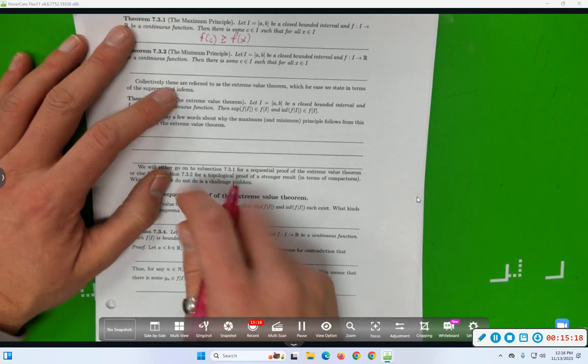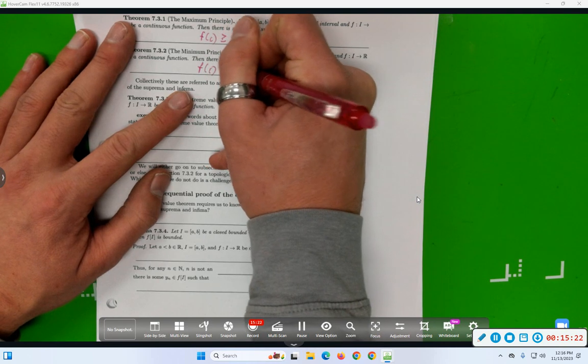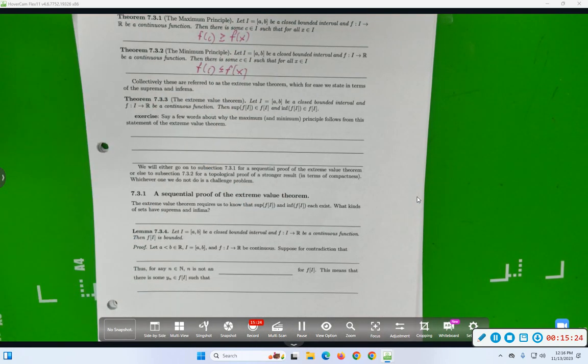And the same thing happens with the minimum principle. If you have a continuous function on a closed bounded interval, there's a single input that produces the minimum value. There might be lots of inputs that produce the minimum. That's okay.